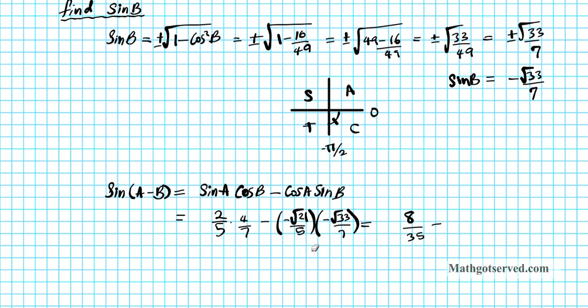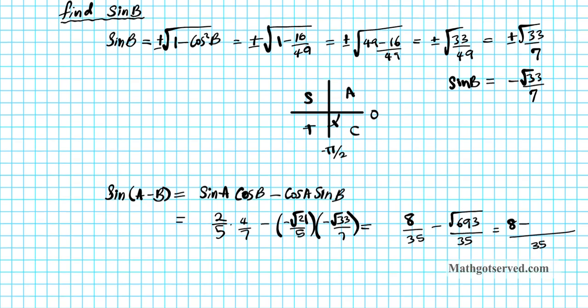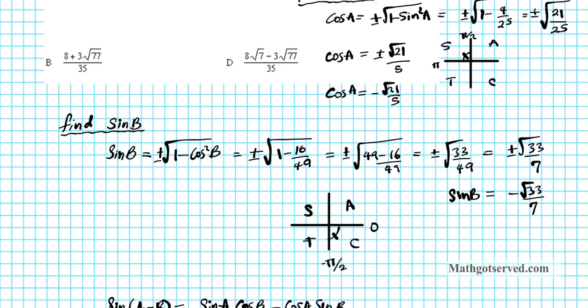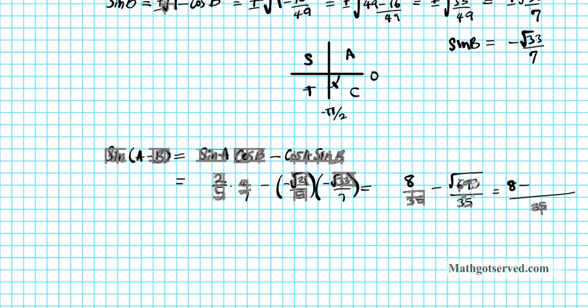if we multiply these two radicals together, we just multiply the radicands. It's going to be root 693 over 35. Okay, so that becomes 8 minus, denominator is 35. So let's look at the options that we have. Oh, we can see that the answer is option A because that's the only one with 8 minus. But let's go ahead and show that this reduces into 3 root 77.